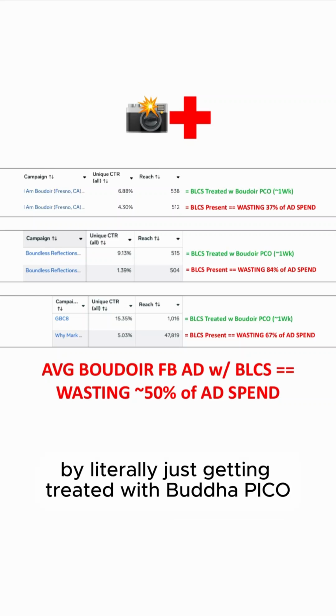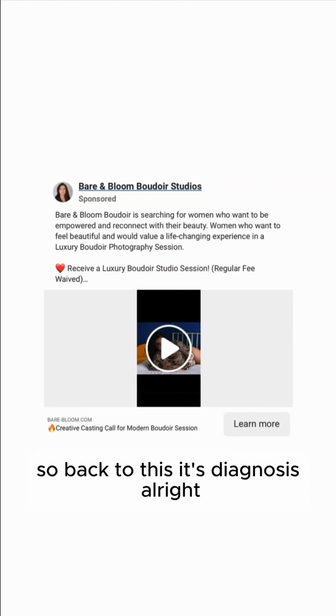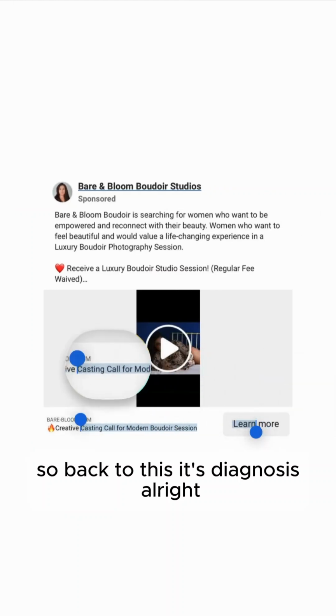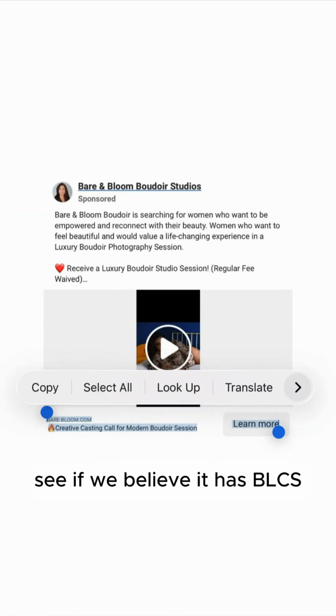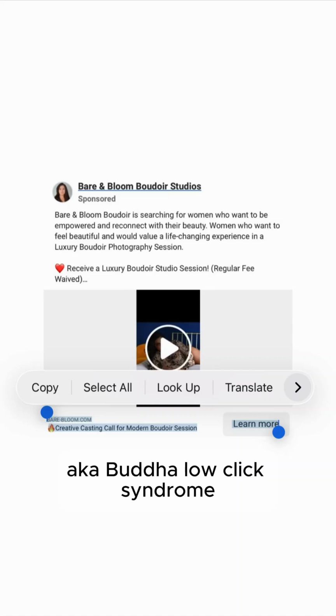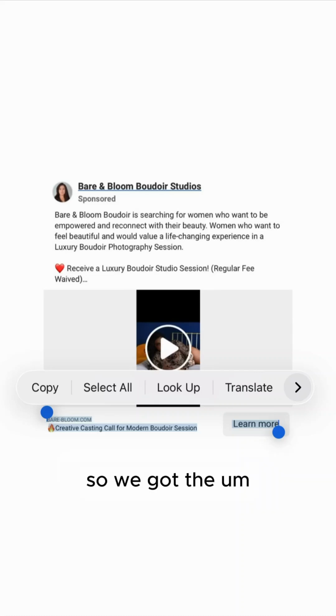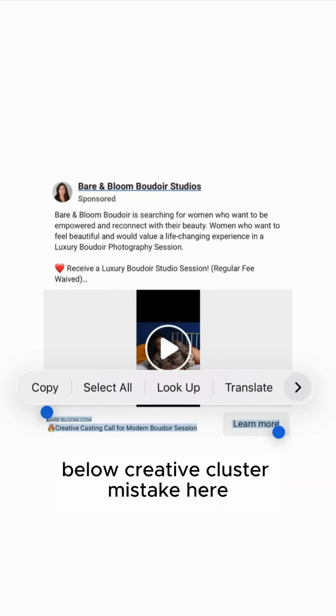So back to this, let's diagnose this. All right, so I'm going to see if it has BLCS. See if we believe it has BLCS, aka Boudoir low click syndrome. So we've got the below creative cluster mistake here.